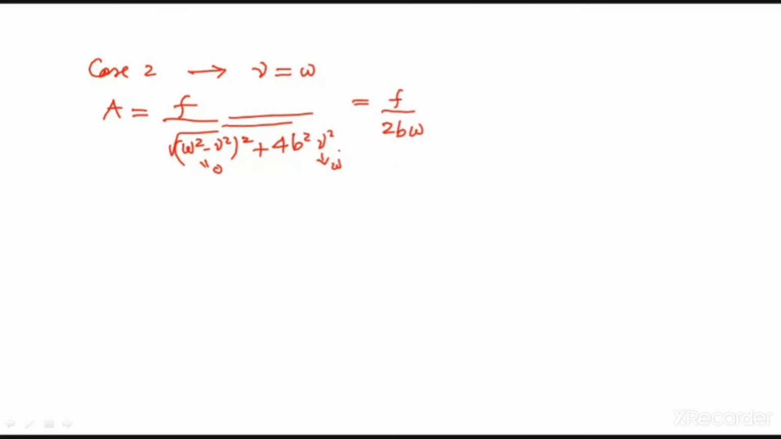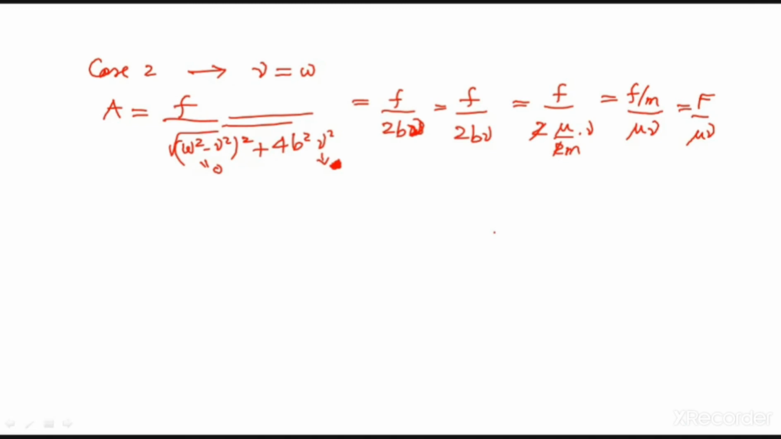Sorry, this is mu, because this is equal to omega now. I can write this as mu. This is equal to 2b mu. I rewrite this. What is the b quantity here? It is the ratio mu by 2m. So I can write f by 2, b is mu by 2m, into the frequency. This 2 and 2 I can cancel, and m will go above. So it is f by m and mu and this frequency. So I got the amplitude as f by mu and frequency.